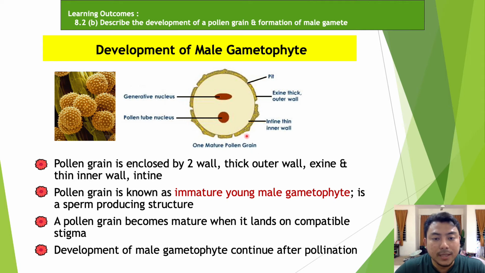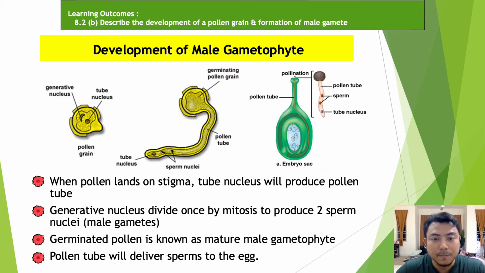However, dia ni sebagai male gametophyte belum matang lagi. Dia akan jadi male gametophyte yang matang hanya setelah bila dia lands on stigma, okay, and later it will develop into a further structure. Okay, so development of male gametophyte continues after pollination. We will see on the next following slides.